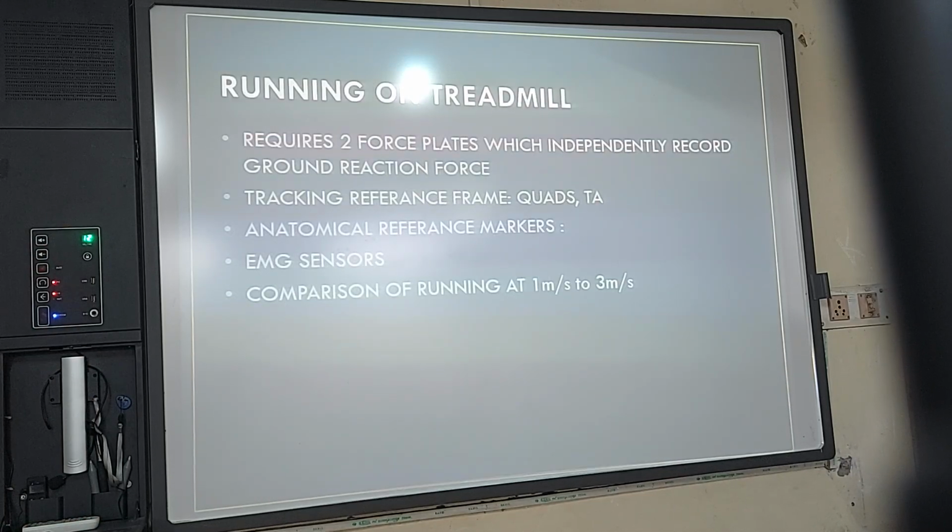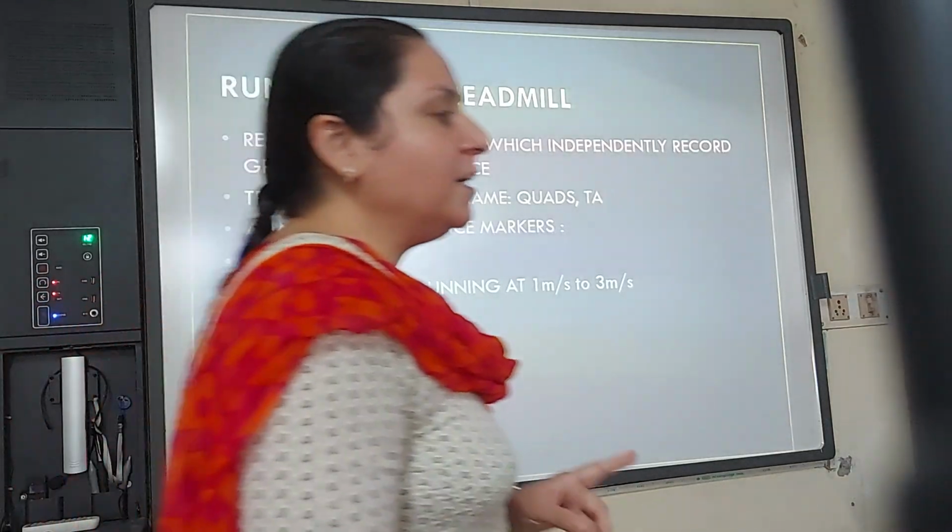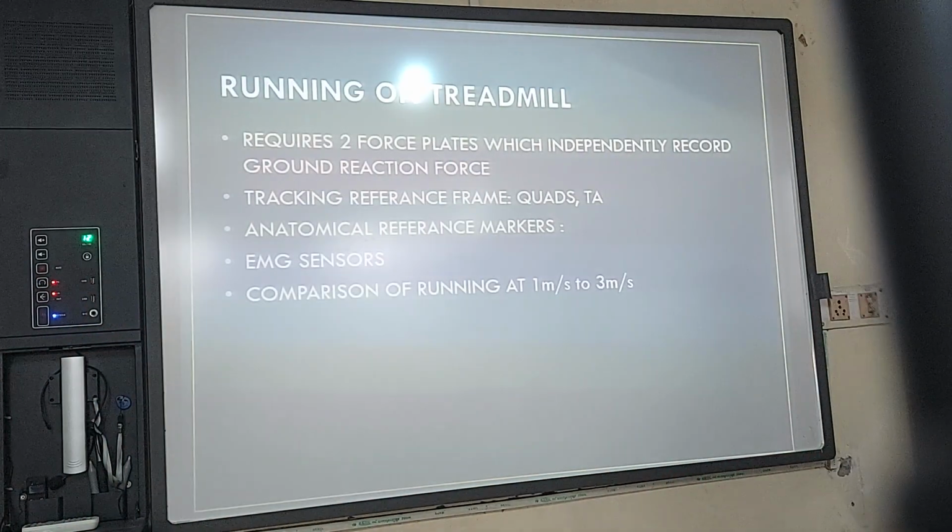Now we have to tell you about running. If the speed of the gait changes, that is, we come into running. In order to do this running test, we need to put some kind of sensors. When we are walking, we may be walking on two or three force platforms, but when we are running, we have to run on a treadmill, because the speed can be altered very easily through a treadmill.